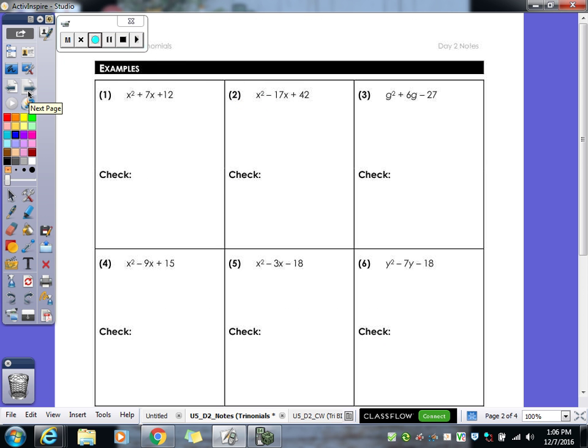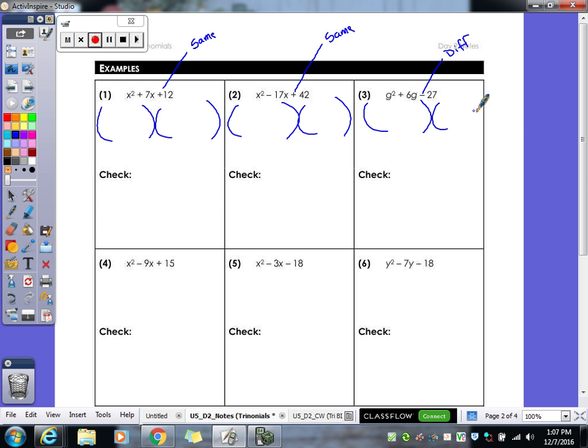All right, so here, let's look at this. Again, we're going to look at the second sign first. This means the signs are going to be the same, right? Plus means same. What about this one? Plus means same. This one's a negative. This is going to be different. So let's set up our two parentheses. Now, all of these, when you factor any trinomial, you're always going to have two parentheses. So we can go ahead and just write our double set of parentheses in every problem here.